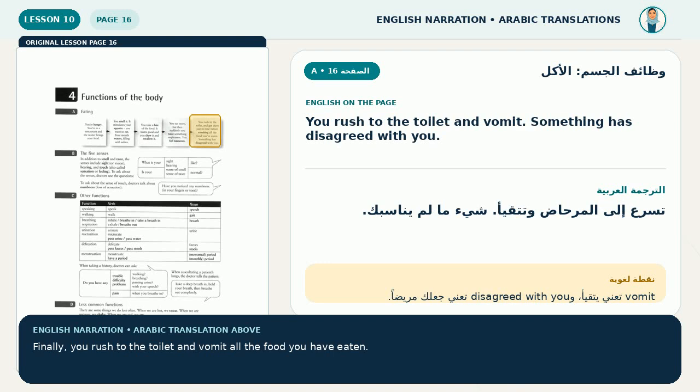Finally, you rush to the toilet and vomit all the food you have eaten. The final sentence says, something has disagreed with you. This means that food or drink has made you feel ill. Read every stage and its Arabic translation on screen.